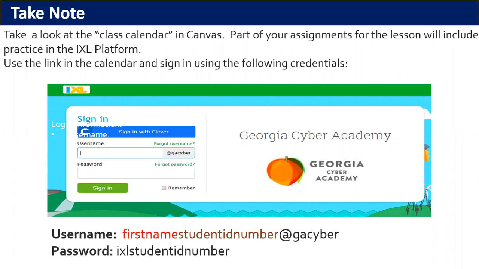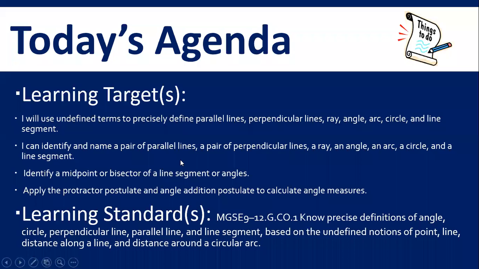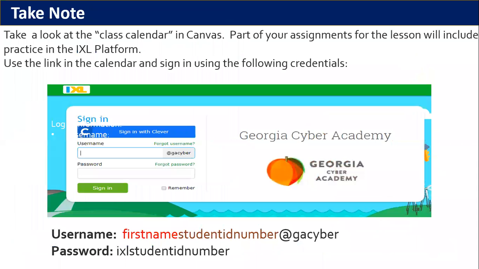So when you do sign in, your username, if you look down here at the bottom, is your first name followed by your student ID number. And if you notice, it already says at Georgia Cyber, okay? And then your password is the letters IXL followed by your student ID number. All right, so that's how you sign in. Make sure you see the Georgia Cyber Academy logo when you log into IXL.